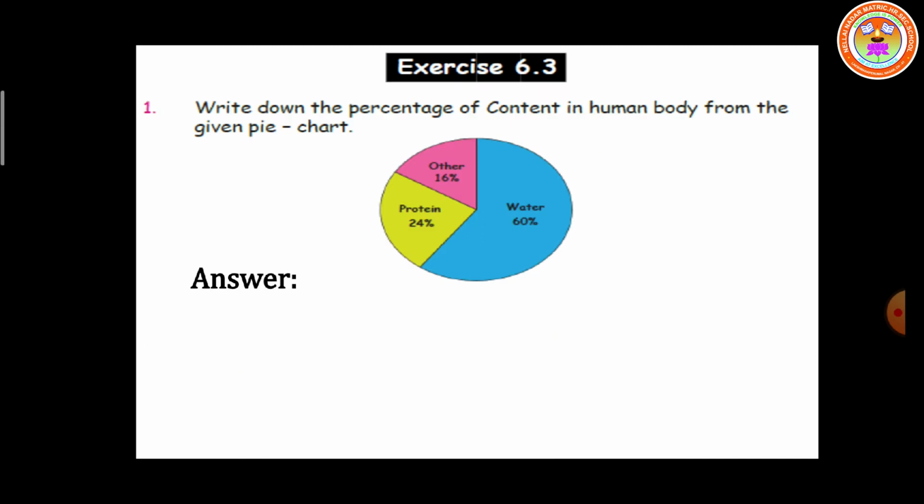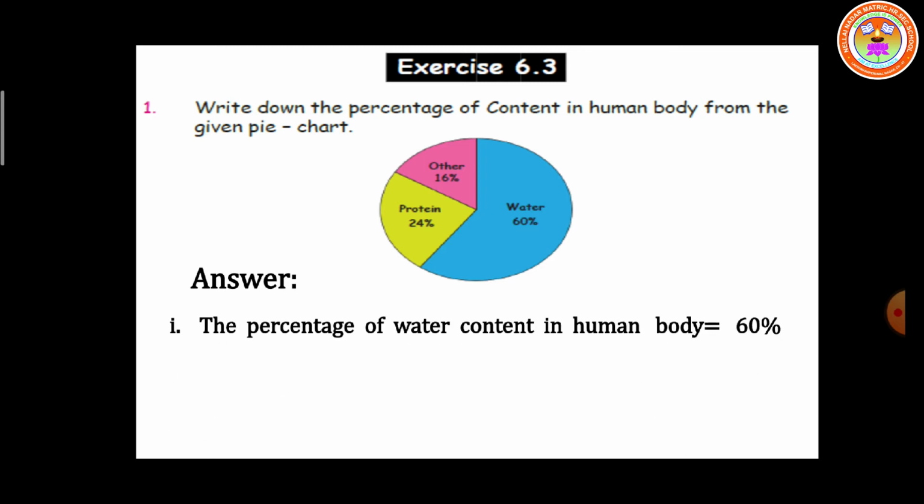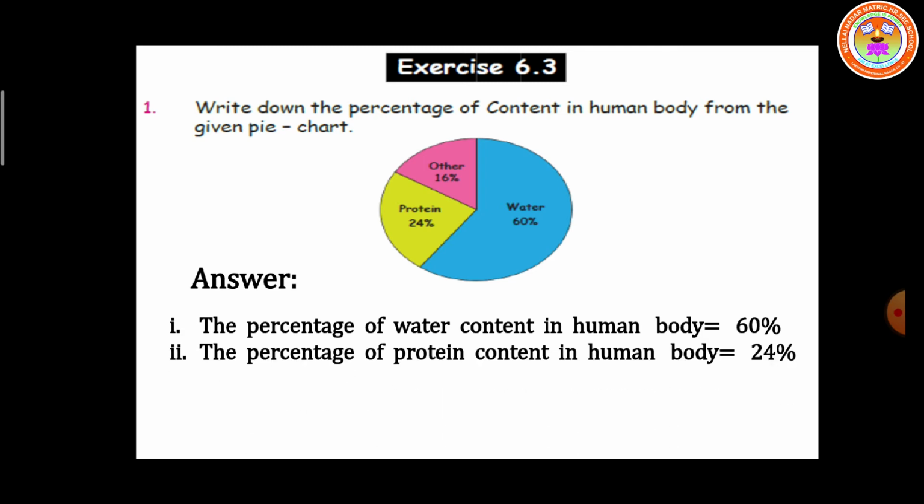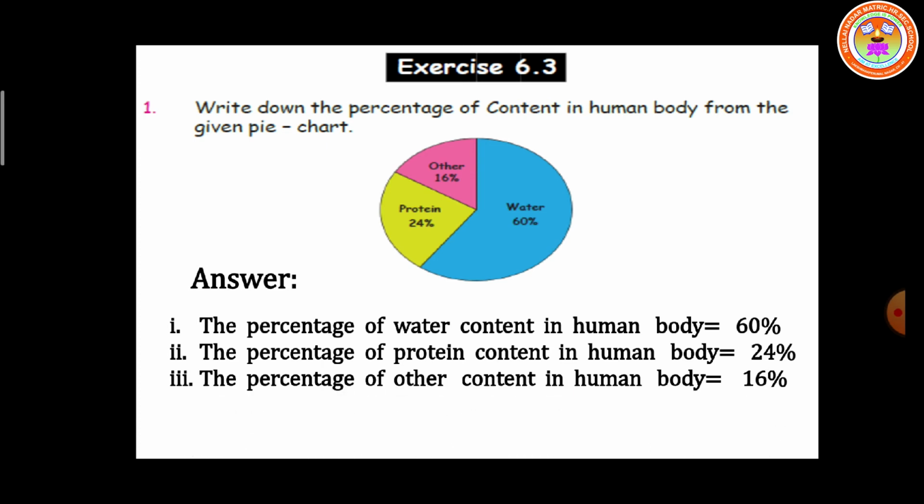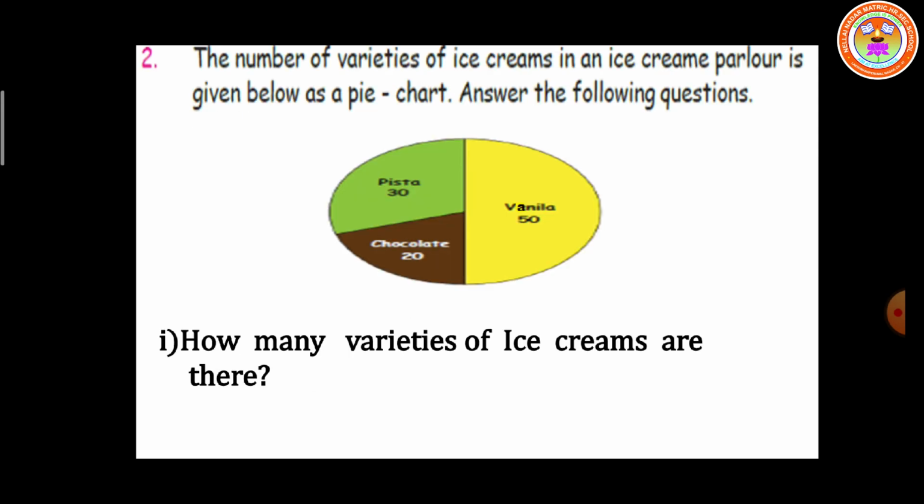Write down the percentage of content in the human body from the given pie chart. They have already given the pie chart with the information about the content present in the human body. How to write down the percentage? The percentage of water content in the human body is 60%, protein content is 24%, and other content is 16%. Is it clear?